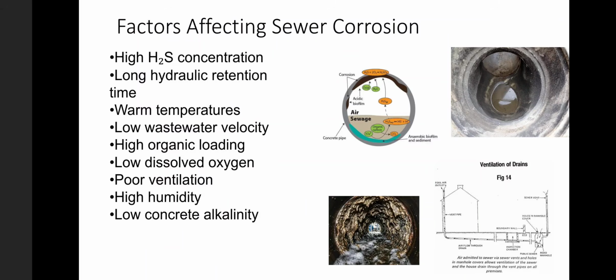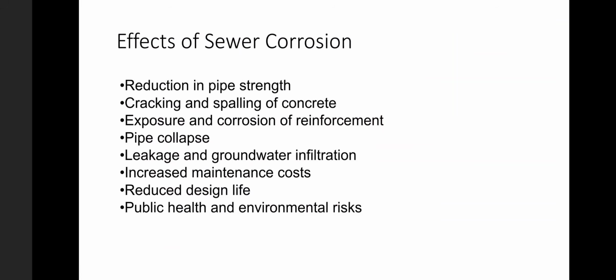Then high organic loading. For example, if a sewer is designed for a certain amount of water, it should deliver only that amount, because a higher organic loading will reduce the quality of the sewer. Then lower dissolved oxygen, poor ventilation, high humidity, and lower alkalinity in the water. Here in the images we can see these different factors, and also proper ventilation. If we do not provide proper ventilation inside the sewer, the gases won't pass into the atmosphere. They will remain inside the sewer and cause deterioration, that is sewer corrosion.